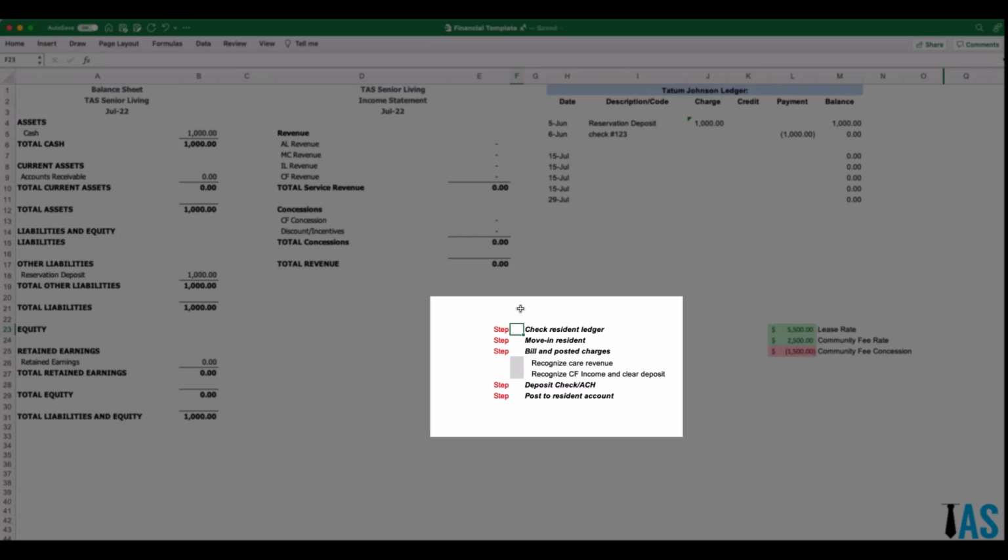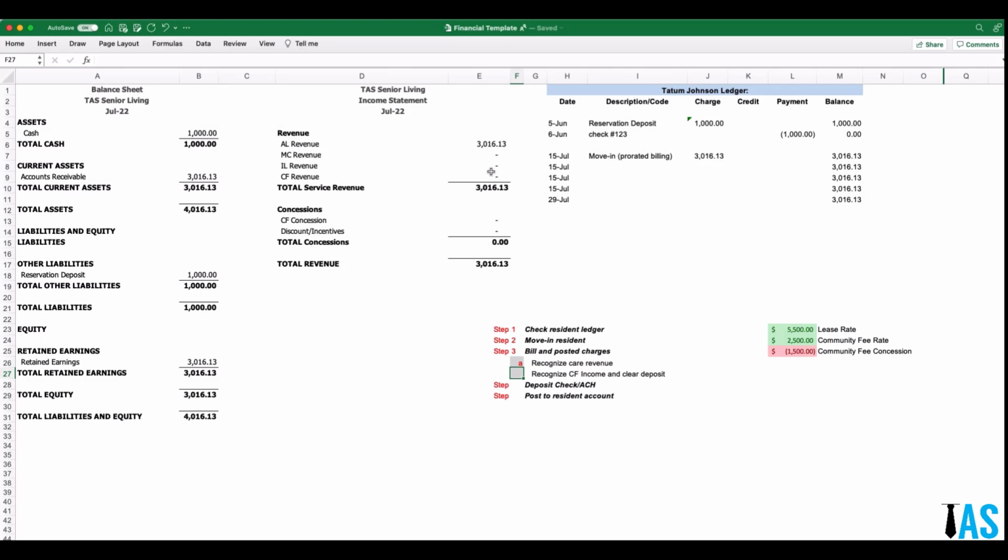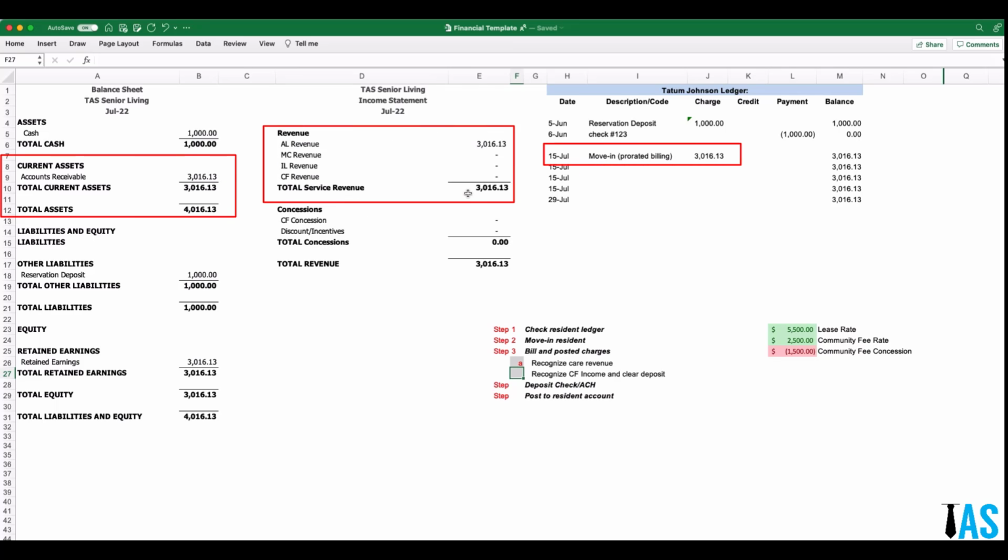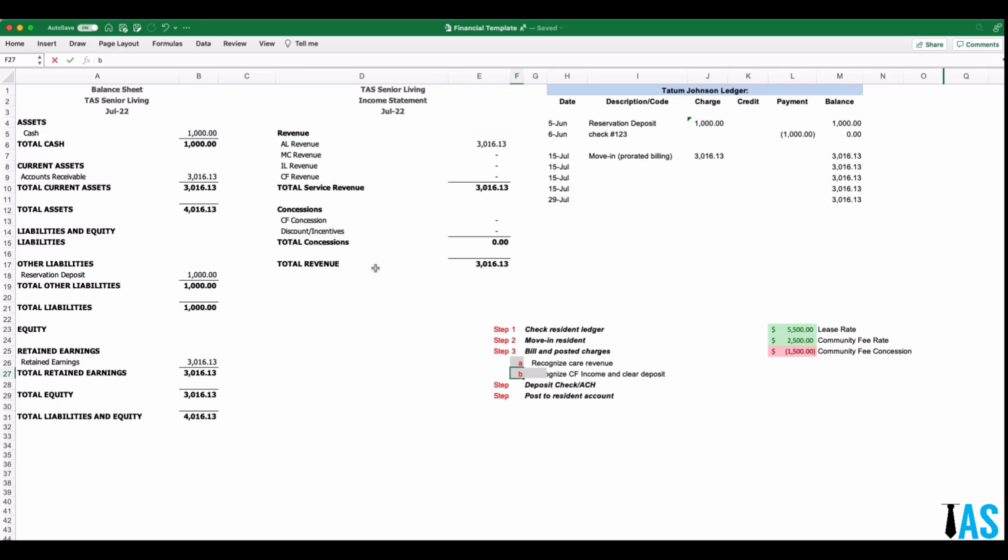And so when we go through our steps in checking the ledger, moving in the resident, and then getting to where we're going to post the charges, that next step is going to be the same, where we're now charging a prorated rent. AR increases, our revenue increases. And then now we're going to recognize the community fee income. So the reservation deposit will become the community fee income.